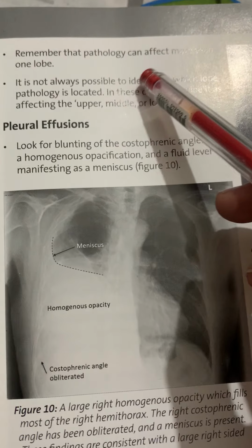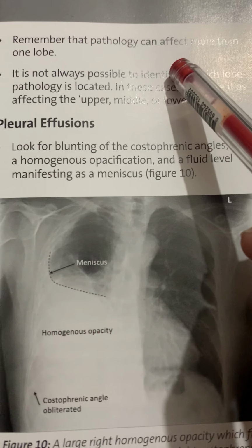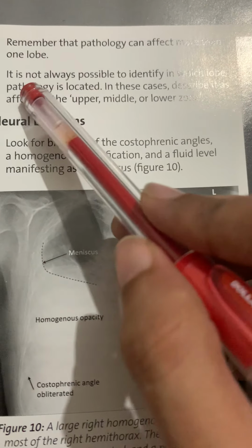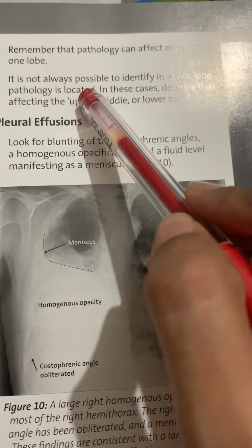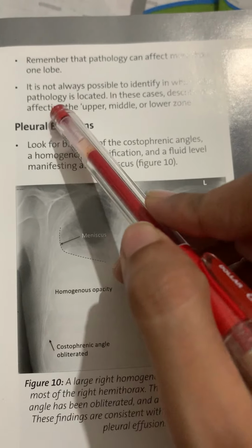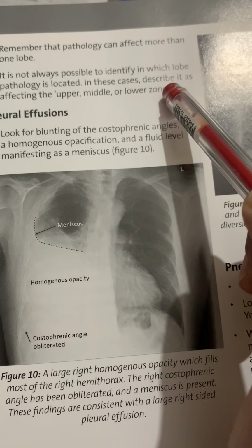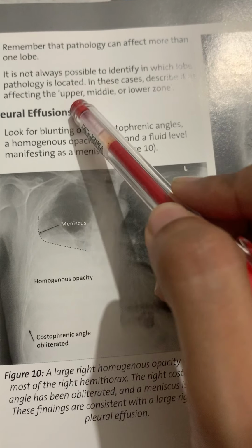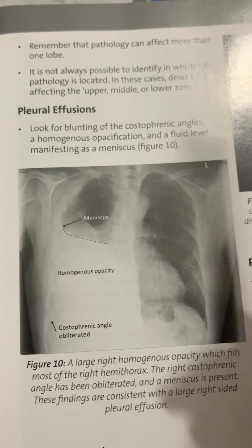Remember that pathology can affect more than one lobe. It is not always possible to identify in which lobe pathology is located. In these cases, describe it as affecting the upper, middle, or lower zones.